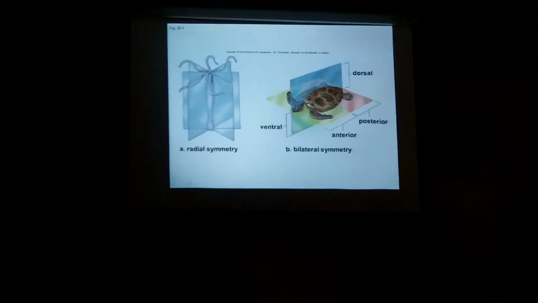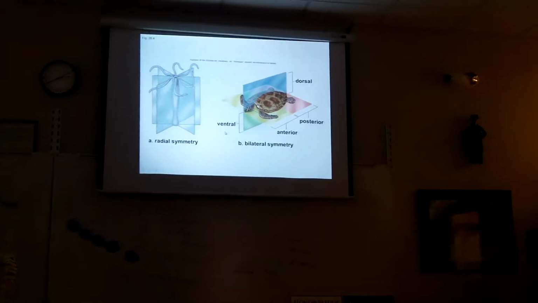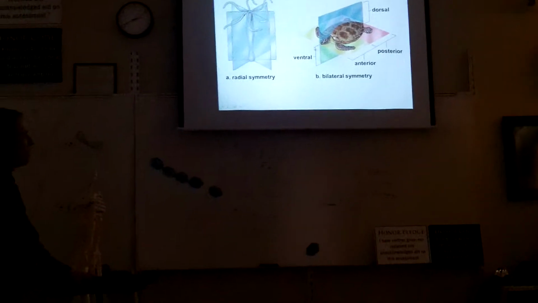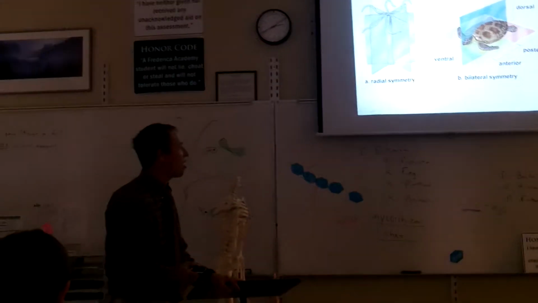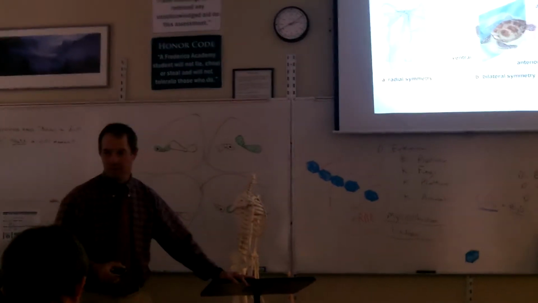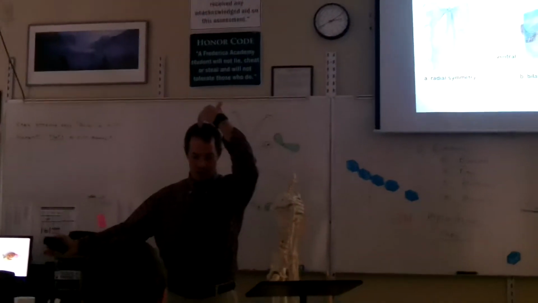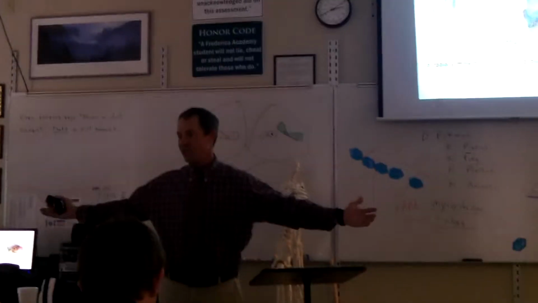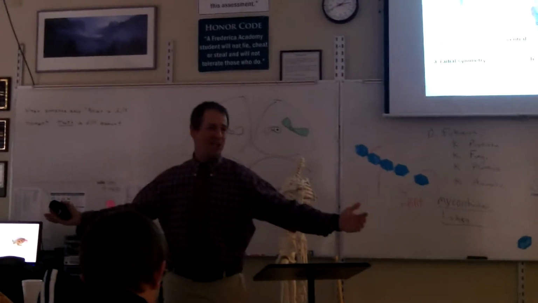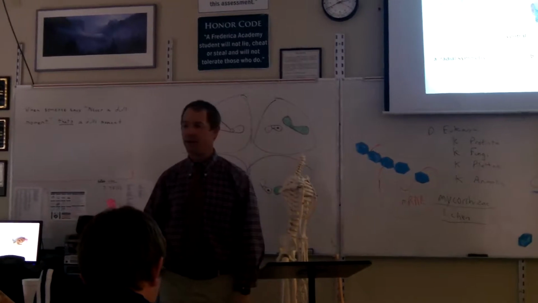A more advanced organism, there's only one way you can cut it and get equal halves. Right down the middle like that. We call it bilateral symmetry. We are bilaterally symmetric. You can cut me right there, and you get two equal halves. They're both massive halves, but they're equal.